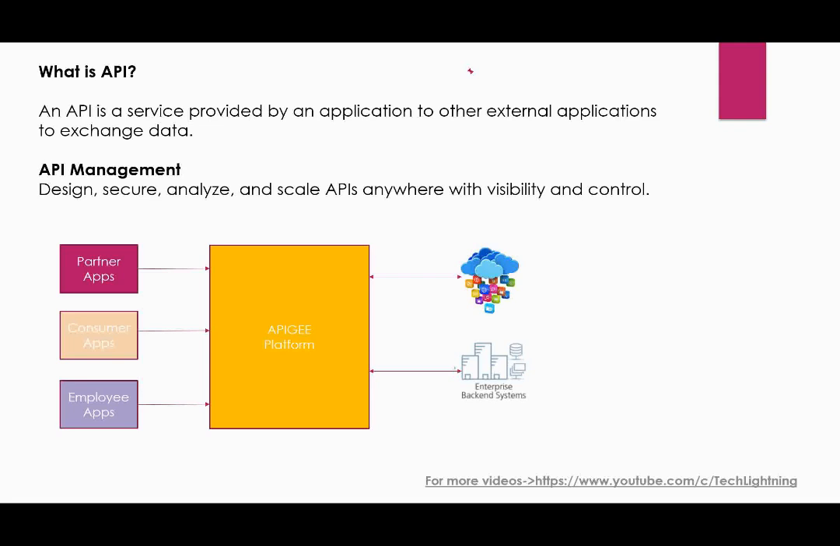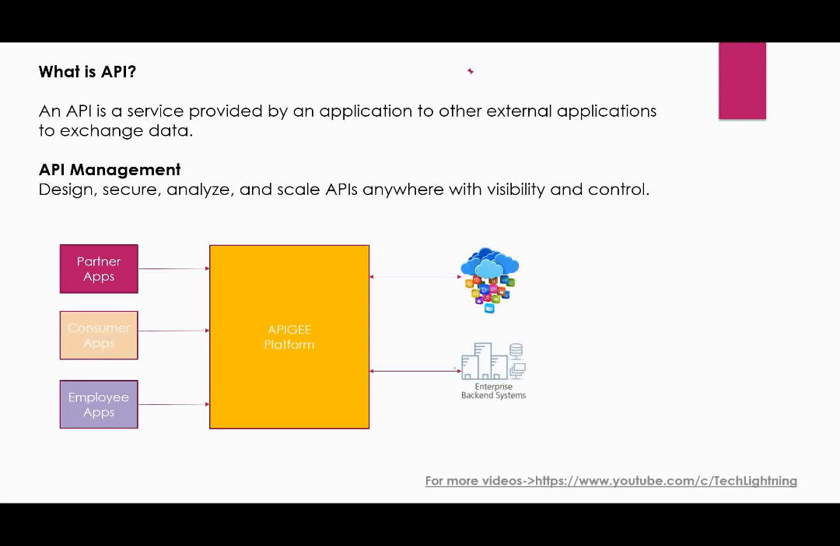For example, I have a program which is a servlet. If I want to expose the data to my external application, then I can expose that as an API. I can give it to any source, so that through that API they can send the data and receive the data. That is the main purpose of an API.